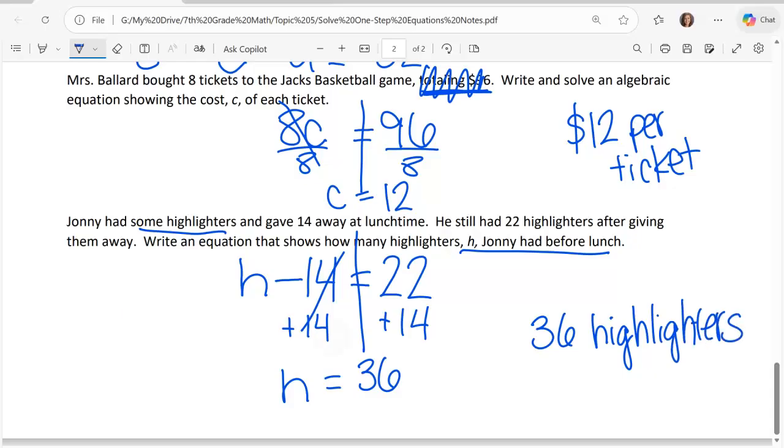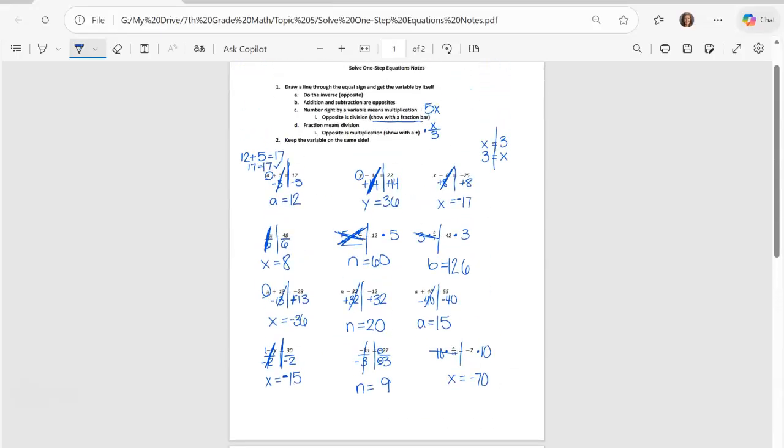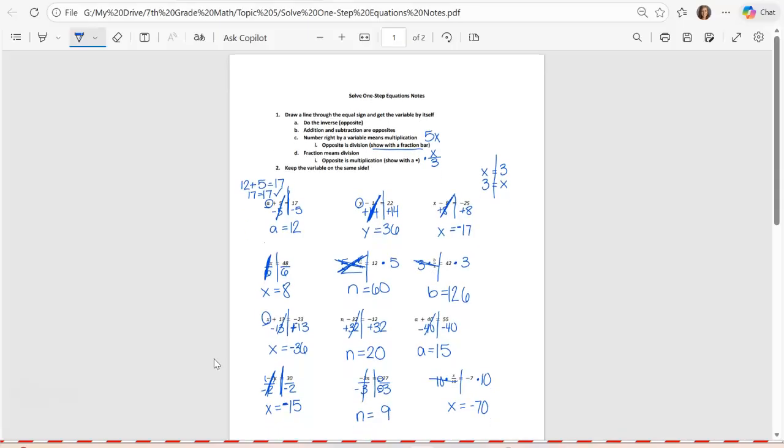So that is the beginning of topic 5. Now you're going to have a two-sided worksheet on solving one-step equations. And hopefully this makes more sense to you, and it should be pretty easy. And next week, we'll get into writing and solving two-step equations.